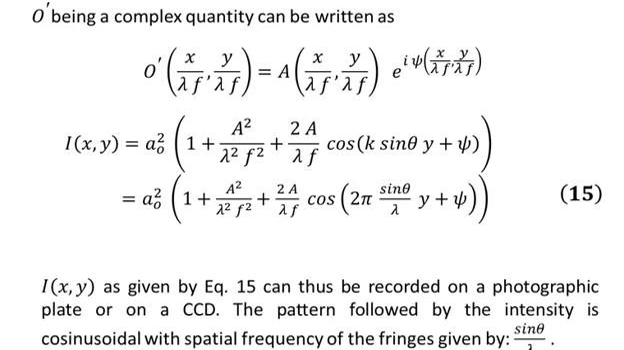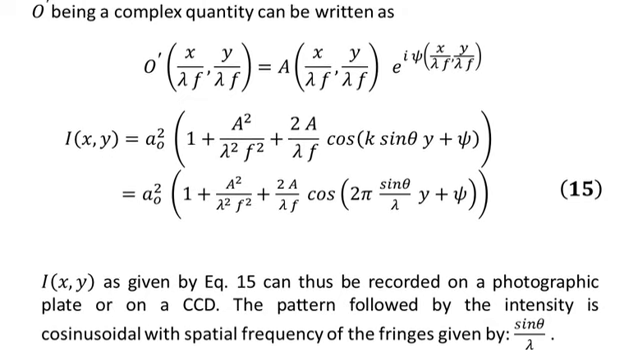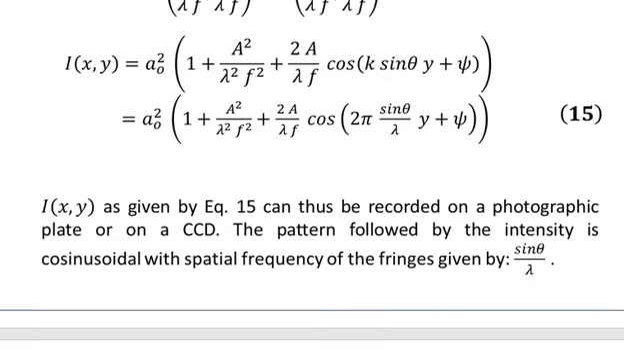In the second step we have replaced k with the value 2π over λ, and then we have separated out the spatial frequency, which is cos of (2π into sine θ over λ into y plus psi). So this sine θ over λ is actually the spatial frequency of the fringes. The rest of the quantities are more or less the same. So this is the second step in equation number 15.